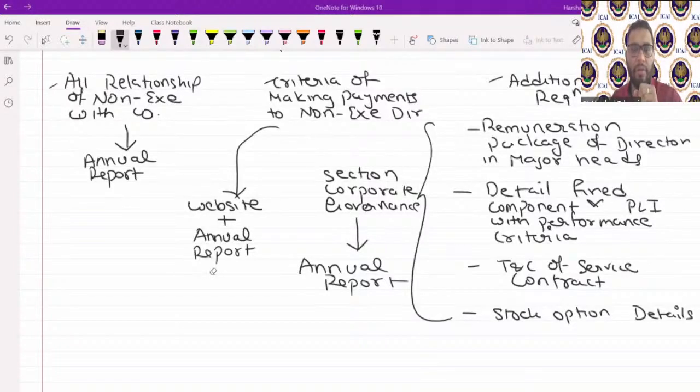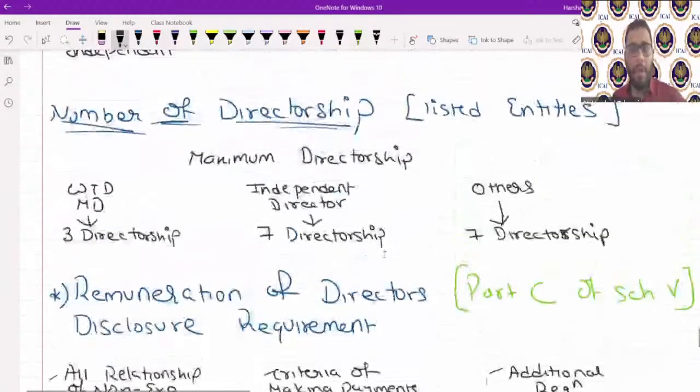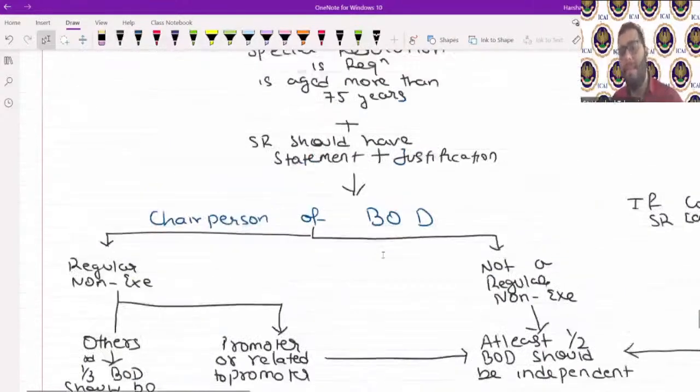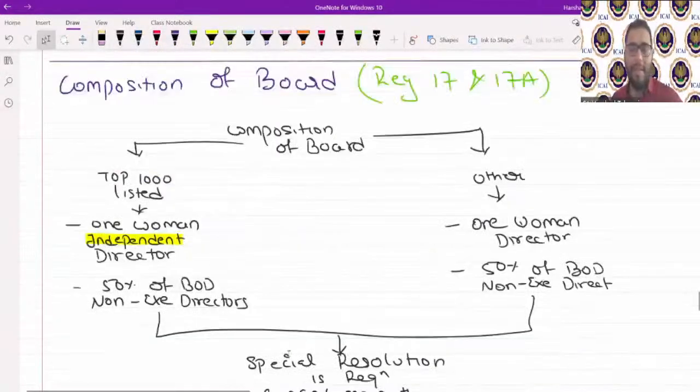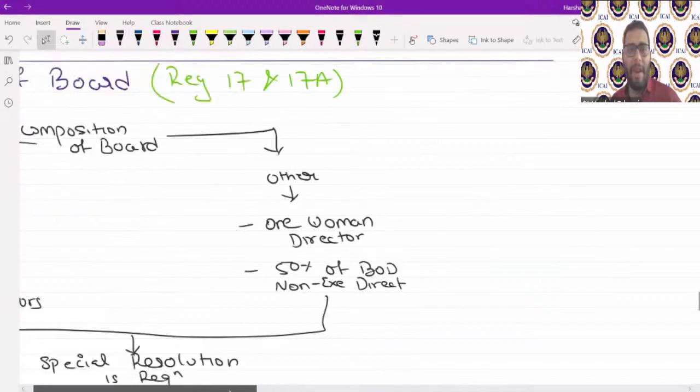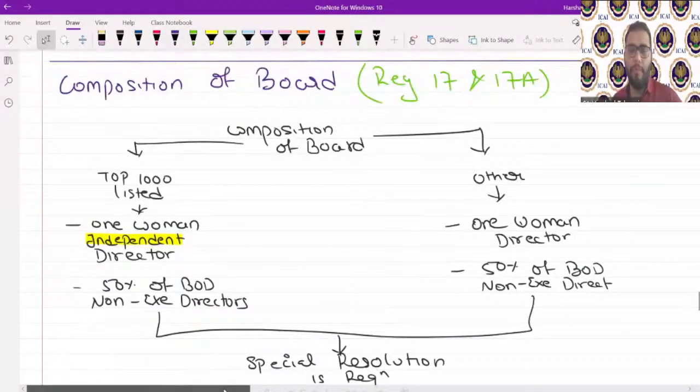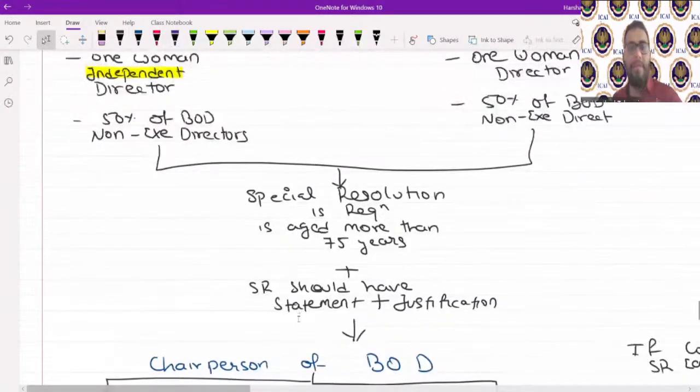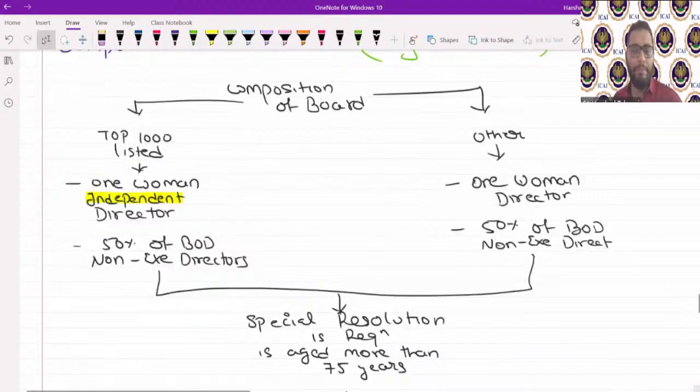Any doubts? Any doubts till now? Okay, no doubts. Then what I'll do is let's take one question to give you a clarity. Let's say, for example, composition of board. Now top listed 100 companies required to have one independent woman director. 50% of board is non-executive director.